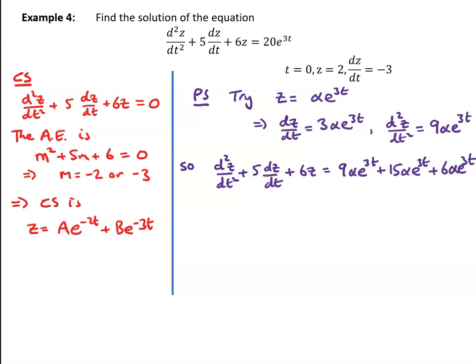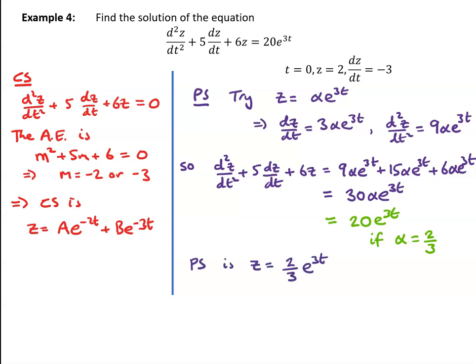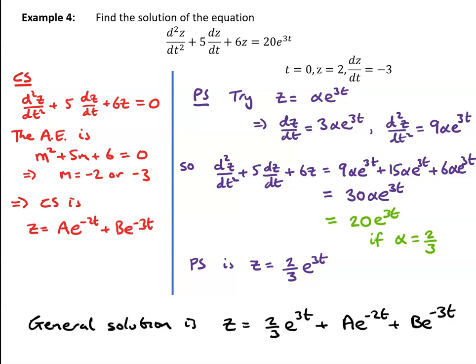Now that clearly simplifies to 30 alpha e to the 3t, which will equal 20e to the 3t if alpha is 2/3. So we have as our particular solution z equals 2/3 e to the 3t. The general solution of the equation now is z equals 2/3 e to the 3t plus a e to the minus 2t plus b e to the minus 3t.